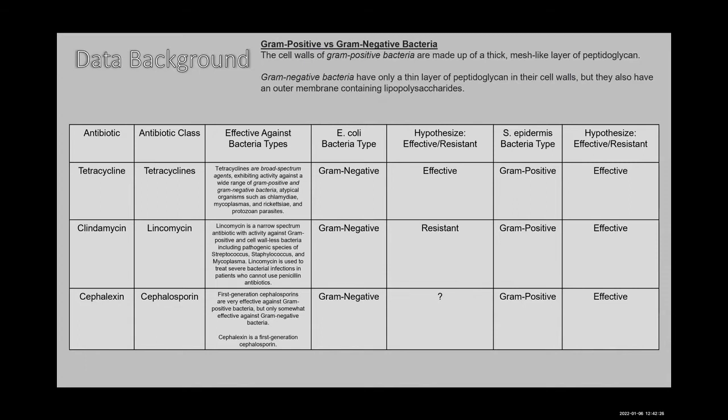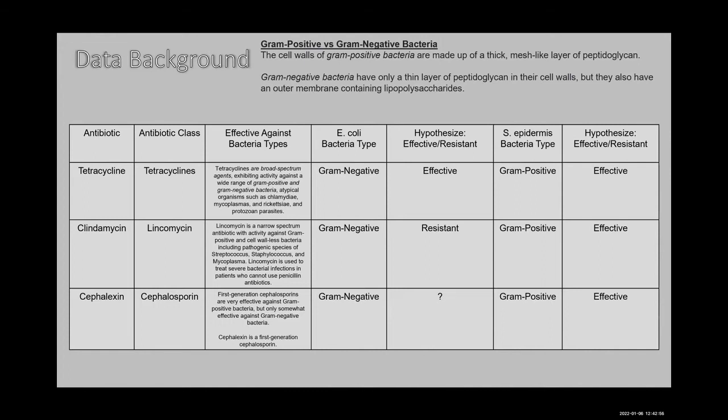So tetracycline is a general class, actually, and they are broad-spectrum antibiotics, and they work against both gram-negative and gram-positive bacteria, as well as some other atypical organisms. E. coli is gram-negative, so we should hypothesize that tetracycline would be effective. And S. epidermidis is gram-positive, and we could hypothesize that, again, tetracycline would be effective because it is broad spectrum.